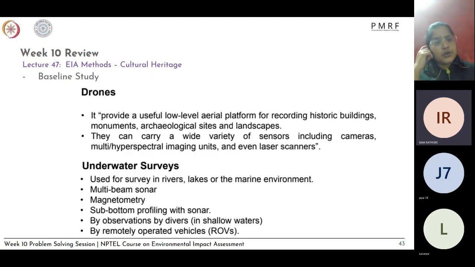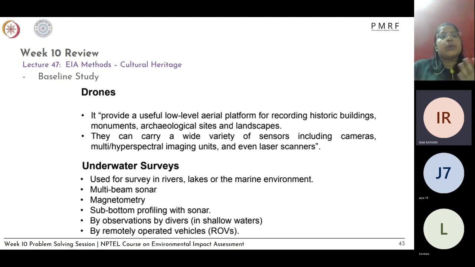Then you can also use drones to provide for recording historical buildings, monuments, archaeological sites, and landscapes. And you can include different types of sensors in your drones. So you can include sensors like a thermal imaging sensor, which senses the temperatures of the surfaces from outside. You can include cameras, multi-hyperspectral imaging units, laser scanners.